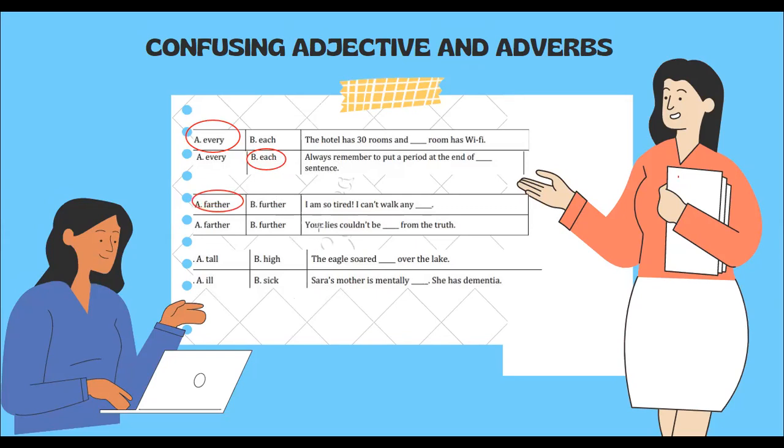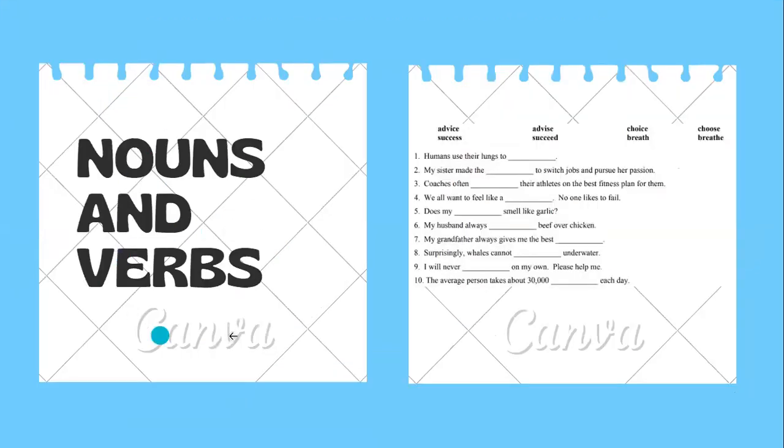And what are we saying? The other example, your lies couldn't be further from the truth. And the eagle soared high over the lake. Sarah's mother is mentally ill. Not sick, we are saying ill. And that was it. Now let's look at nouns and verbs.